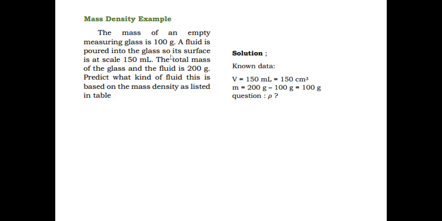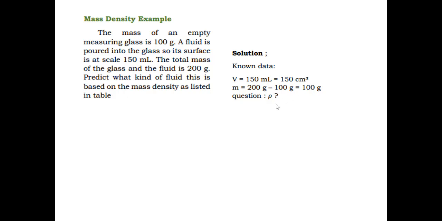You can read here, the total mass of the glass and the fluid is 200 gram. What kind of fluid? This is based on the mass density as listed in the table. So you must find the density of the fluid. The mass of the glass and the fluid is 200 gram, but if only the glass is 100, so the mass of the fluid is 200 minus 100 gram, that is 100 gram. And the volume is 150 milliliter, you change it to centimeter cubic.